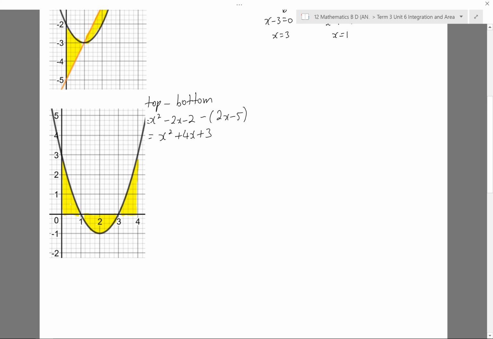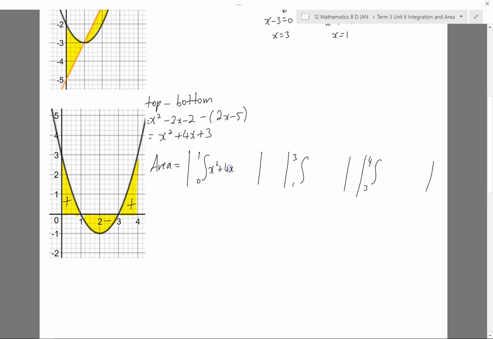Since some of the areas are positive and some are negative and some are positive, I don't want to have to think about that too much. So when I'm finding the area, I'm just going to integrate between these bounds, from 0 to 1, between 1 and 3 and between 3 and 4. But I'm going to take the absolute value of each of these results. And again, I'm integrating the top minus bottom function.